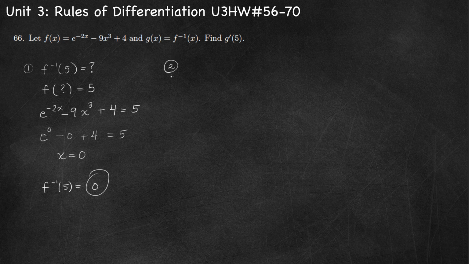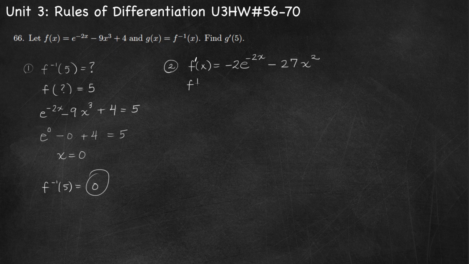I'm going to take that and substitute it into the derivative of f for step 2. So let's find the derivative of f. F equals e to the negative 2x minus 9x cubed plus 4. The derivative of e to the negative 2x is e to the negative 2x times -2. Then I have minus 9x cubed. The derivative of 9x cubed is 27x squared. So minus 27x squared. And then the derivative of 4 is 0. So now, in my notation, that is f prime of x.